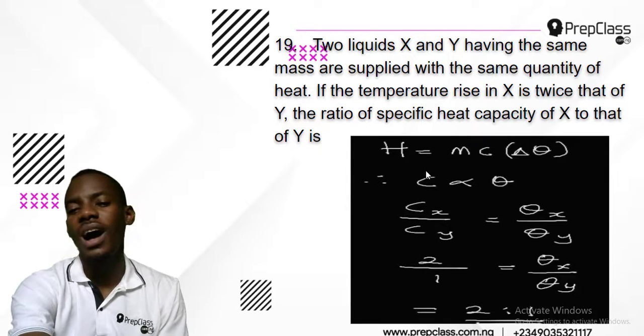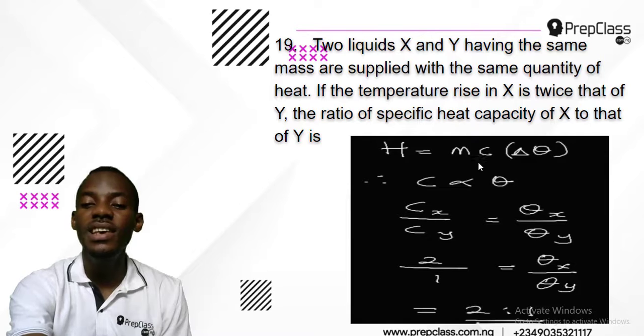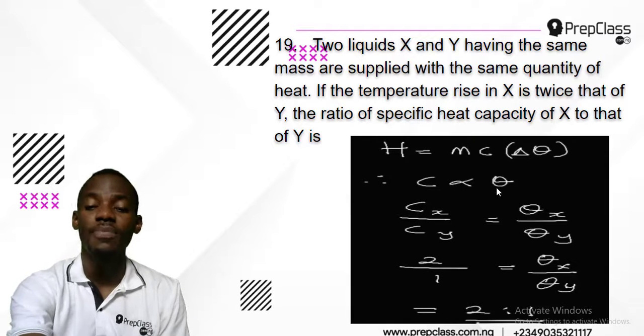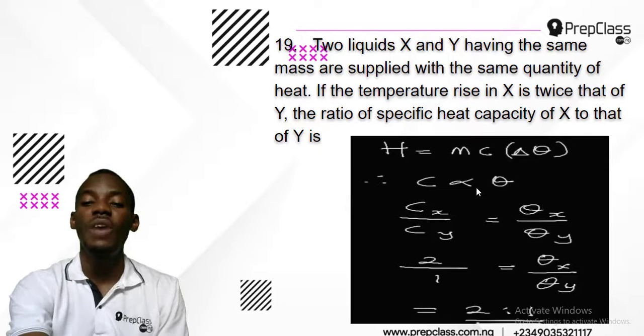If you look at this formula, C and theta are on a straight line. That means they are linear. That means C is directly proportional to theta, and that is their relationship. So if you put in a constant here and you divide both sides, you'll be having CX over CY equals theta X over theta Y, and that's what you will use to solve this question.